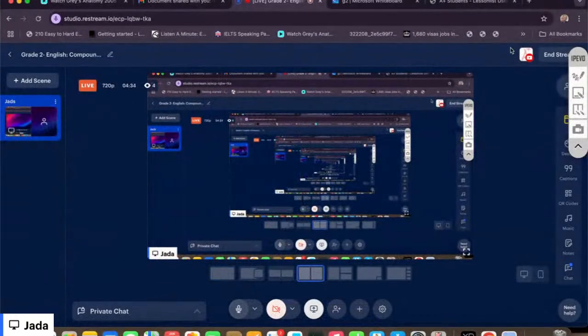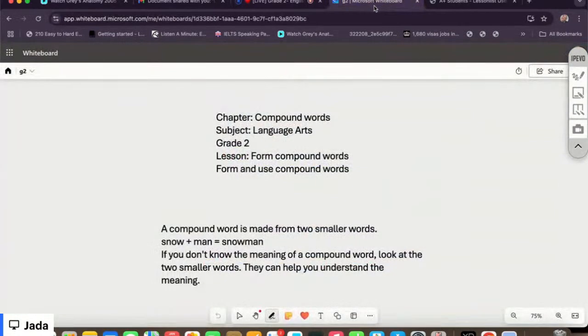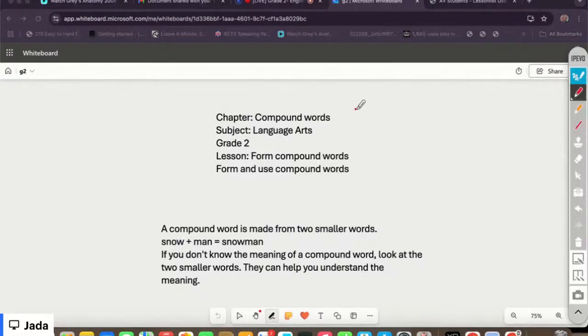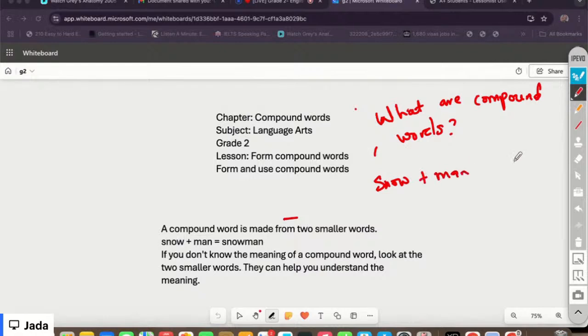So we are learning compound words, okay? So we'll start now. First you need to learn and note what the meaning of compound words are. First of all, a compound word is made from two smaller words. It is created from two smaller words, just like we have snow and then man, which gives us snowman.